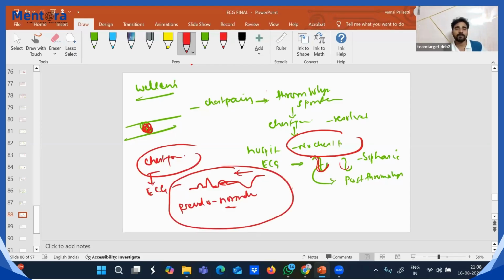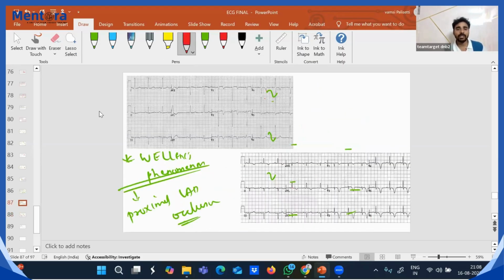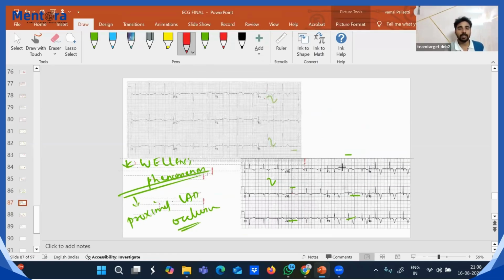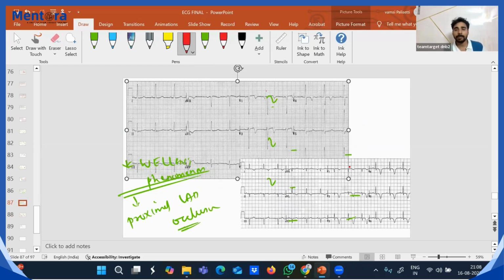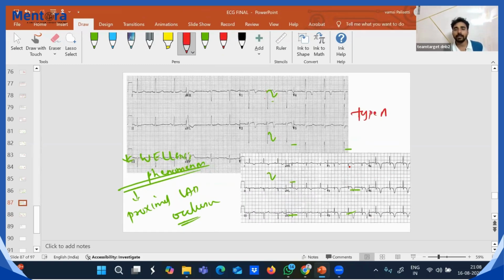So this Wellens pattern can be of two types, type A or type B. In type A, you will see biphasic T waves. In type B, you will have deep inversions. That's it. For our level, that is enough. You just see this ECG. This ECG is showing, as I discussed, biphasic T waves. That is your Wellens type A. And this is your deep inversion. That is your type B.